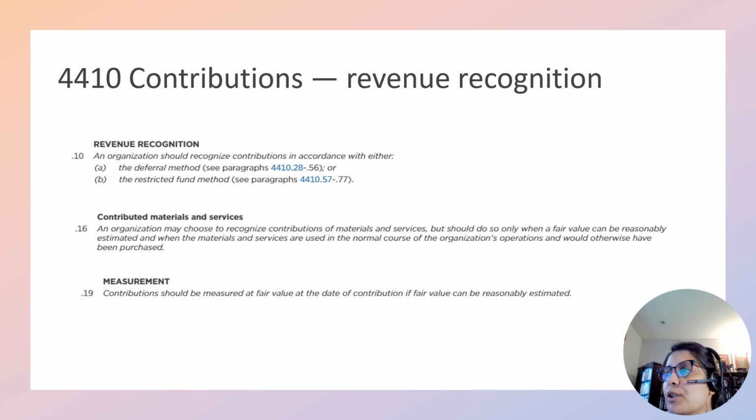The other section of the handbook, 4410, contributions and revenue recognition. I'm pretty sure you've seen these items before. It's important. There are two different methods for revenue recognition for an NFPO. One of them is the deferral method and the other one is the restricted fund method. I'm going to talk about these two items, but when you want to analyze which method is going to be more beneficial for the company or for your client, you have to consider the best interest of your client, to see whether at that specific time the deferral method or the restricted fund method is going to be beneficial for them. I will explain in the next slides what the difference between these two is and how you can easily find the related parts of these two in the handbook.